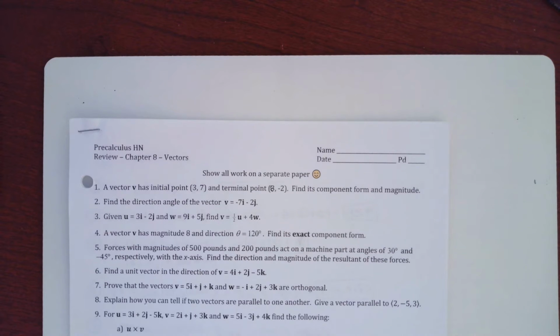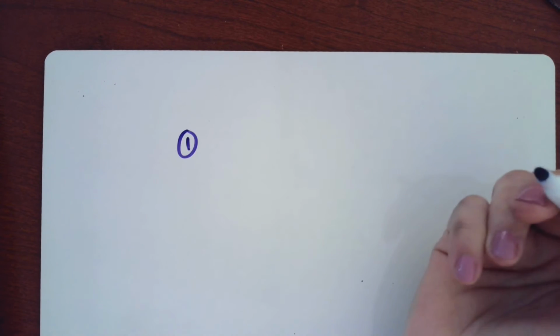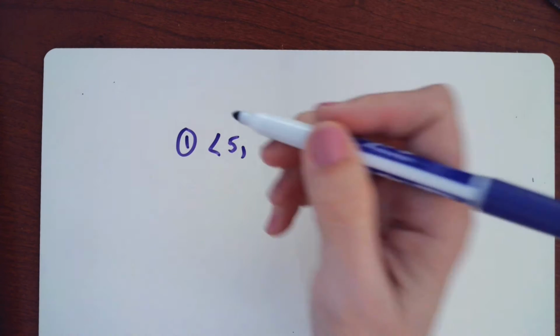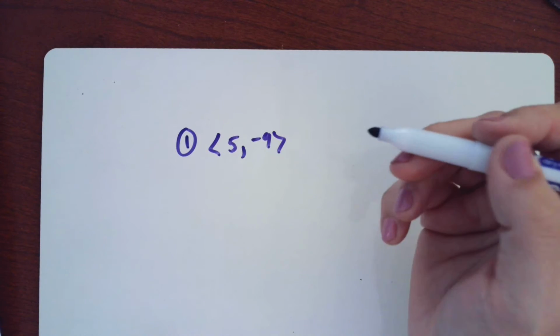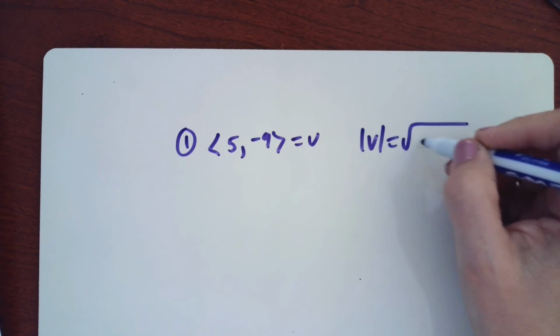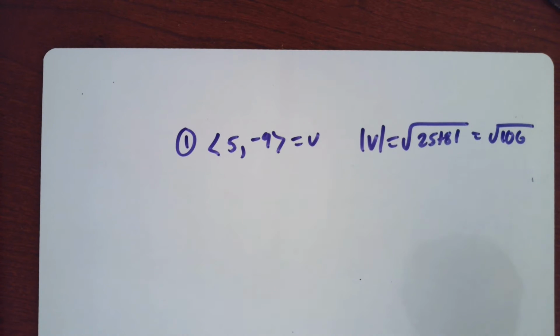So number 1, find a vector that has that initial point and that terminal point, and find its component form and magnitude. So for number 1 I would do 8 minus 3, so I'd get 5, and then negative 2 minus 7, so I get negative 9. So therefore I would have that vector, I guess it's called v. So the magnitude of v would be the square root of 25 plus 81. So that would be the square root of 106. And you don't have to reduce it, but you could probably, let me see, divide by 2, 53. Nope, doesn't reduce.